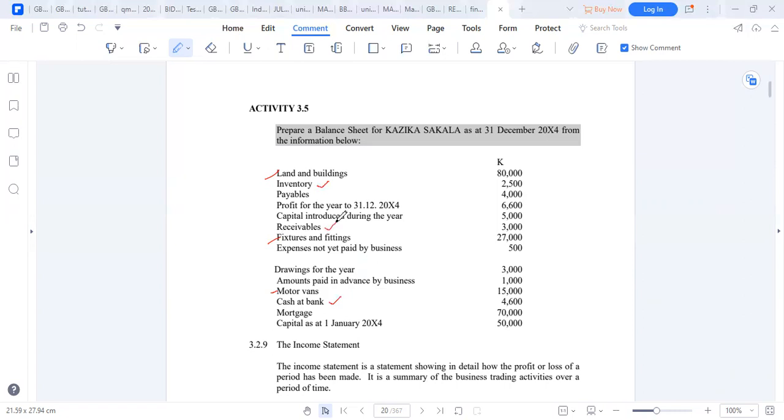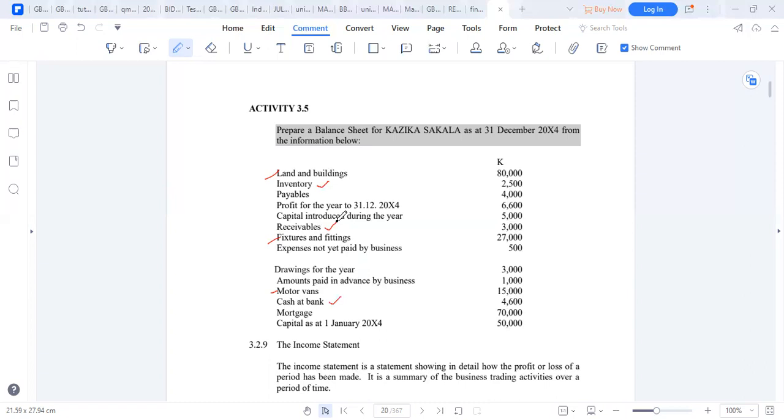Receivables. Yes, please. Receivables is the money that we are expecting from the people owing. Receivables are debtors, people who are supposed to pay us. That is our money. So that is our current assets.